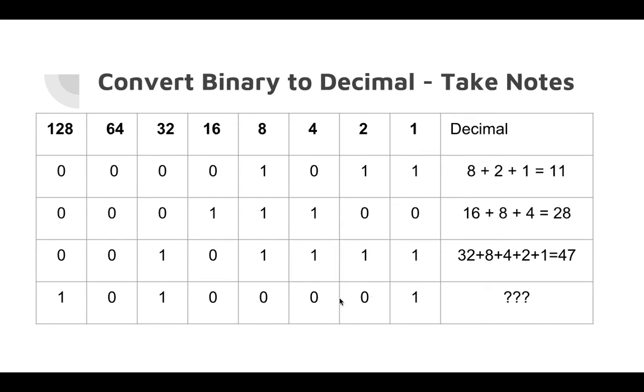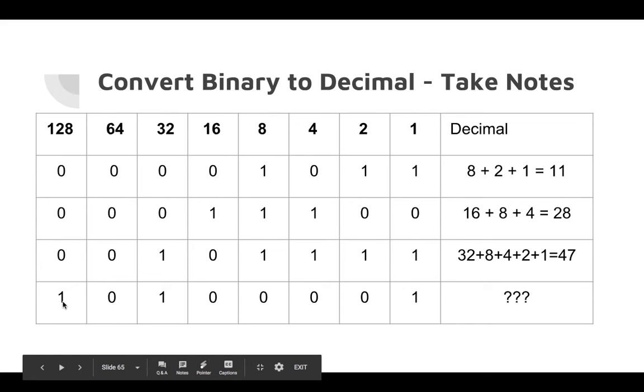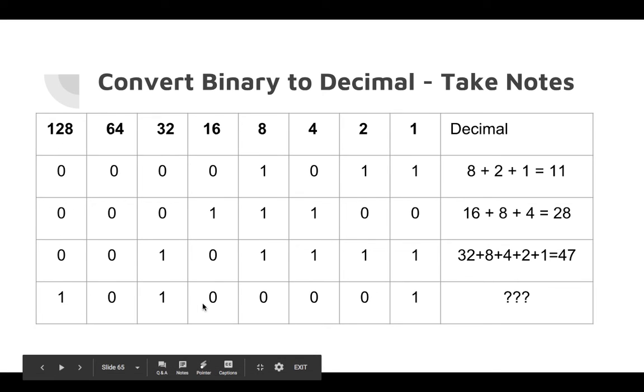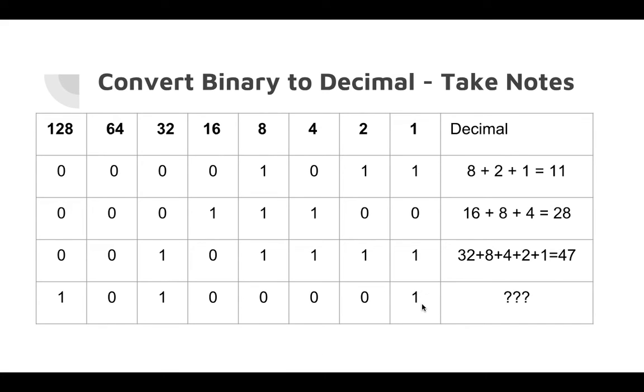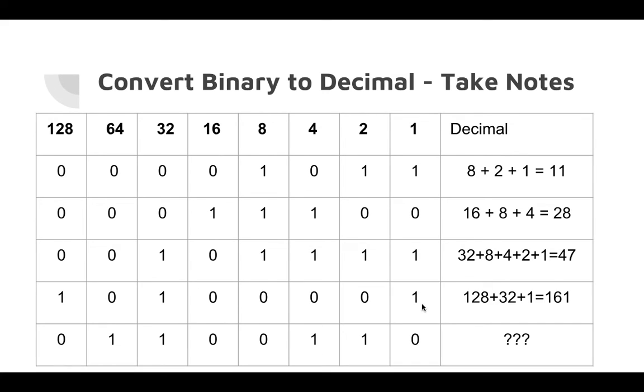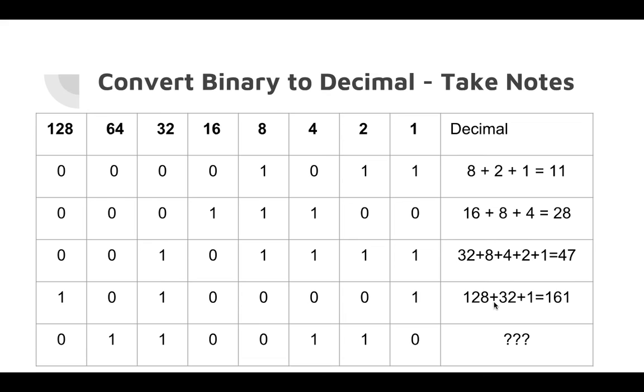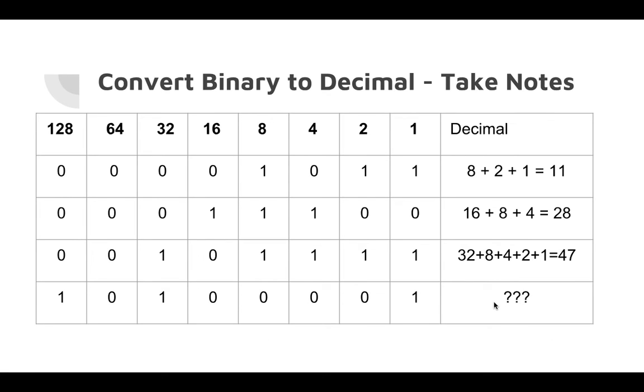All right, and I'm going to give you one last one. I'd like you guys to try it. Find where the ones are, count those place values, add them up, and what do you get? Okay, for this one, it's 128 plus 32 plus 1, and so it's 161. And here's the last one.